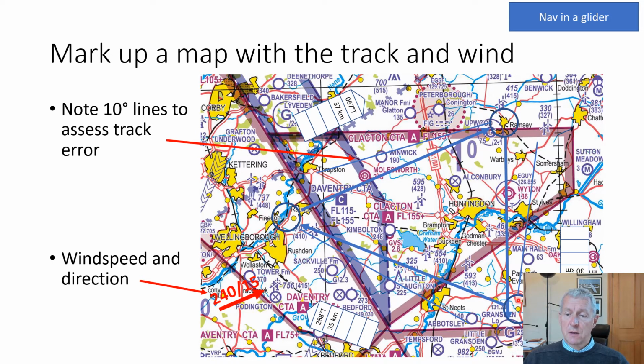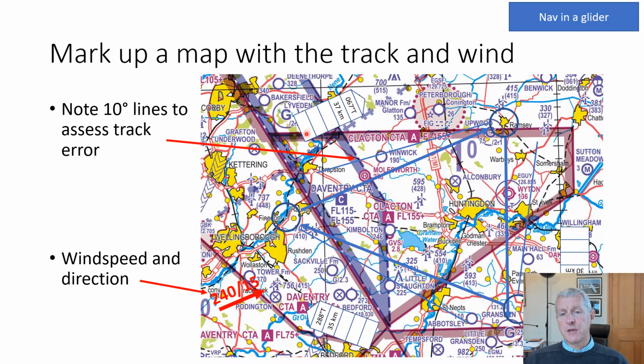And we've used circles to cover the turning points so that we can see the detail. And we've put little 10-degree track lines in so that we can make an estimate of how many degrees we are off track for the destination turn point.